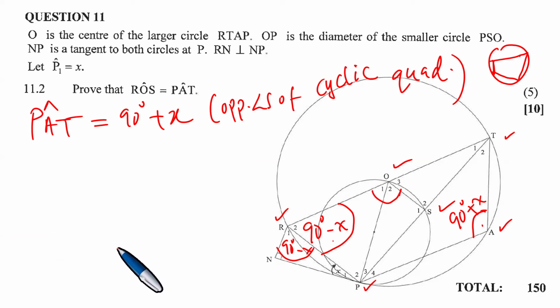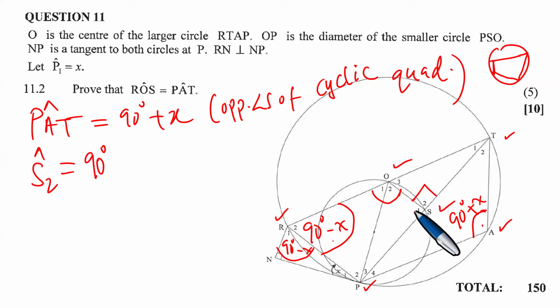What else do we have? There are a couple of things that we need to consider here. It is the fact that the angle S2, this one here, is equal to 90 degrees. Let us reason that together. Why is the angle S2 90 degrees?